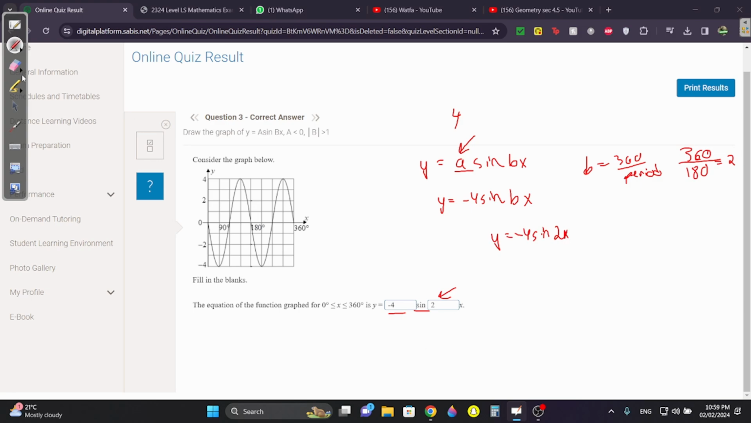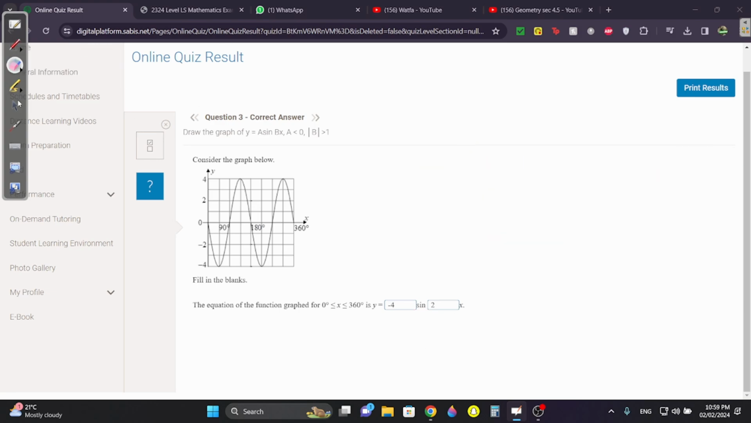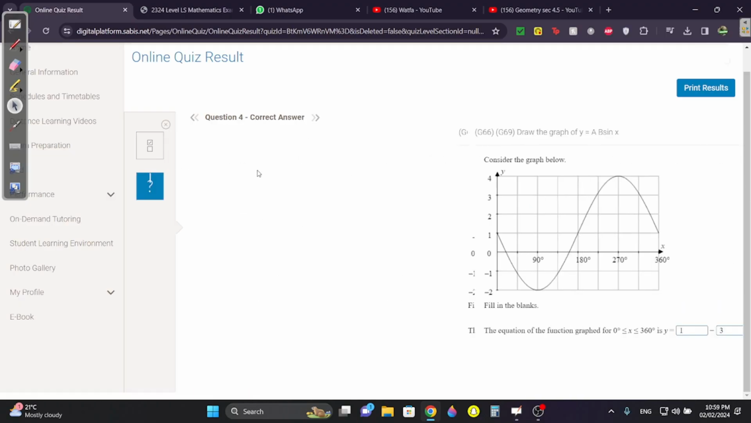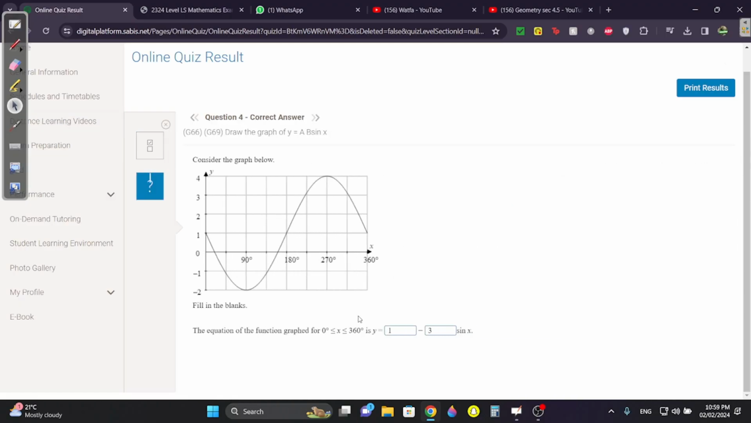Same like question 1. It's the same thing, almost, except this one is flipped upside down. Question 4. The equation for the graph is 1 minus 3 sine x. So this is the one where I told you it won't work to just take the highest point.